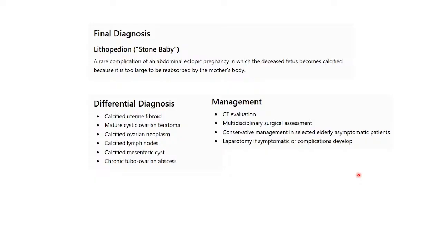So laparotomy is for when symptomatic or complications develop. At times it can be associated with pains and all that. In that case, you need to relieve the pain for the patient. That's where you can operate and remove the lithopedion.